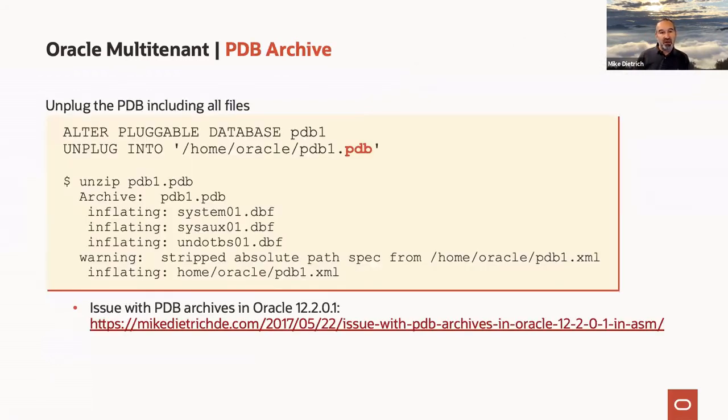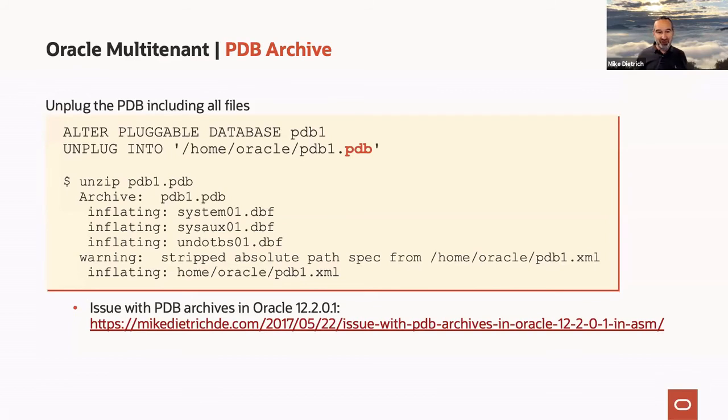If you do this unplug of PDBs, there's one nice feature which is always overlooked, but I think it's quite helpful. You can unplug a PDB by saying alter pluggable database PDB1 unplug into, and typically you would define now an XML file. But if you don't say XML but .pdb, like marked in red here, it will create an archive. This takes, of course, a bit longer, and you have no influence on the archive compression algorithm here, but it's a zip file. So you can unzip it.